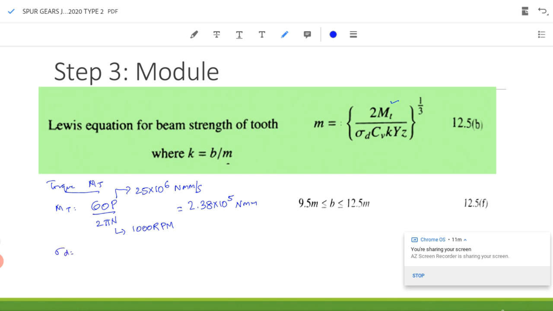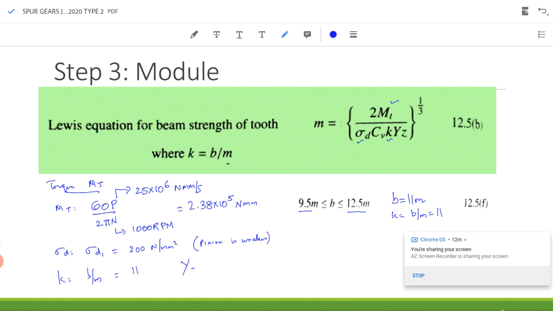Sigma d equal to sigma d1 equal to 200 newton per mm square, since the pinion is weaker element, we have to design the pinion. Then I will find Cv in the next slide. K equal to b by m, so here b should be between 9.5 to 12.5 m, so I will take the mean value b equal to 11 m. So K will be equal to b by m equal to 11. So I have found the value of sigma d and k also.